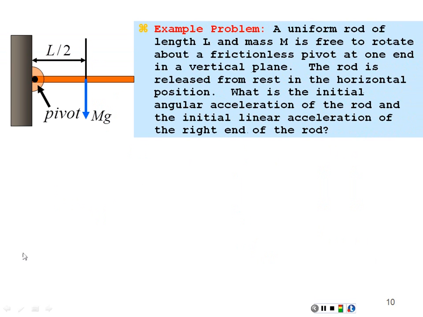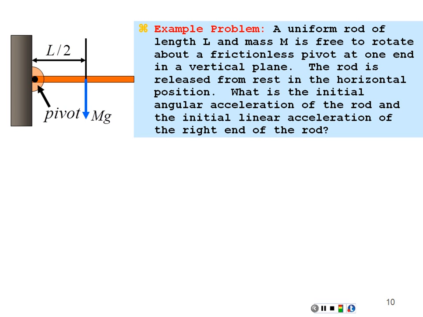Consider a problem. Here's an example problem. A uniform rod of length L and mass M is free to rotate by a frictionless pivot at one end in a vertical plane. The rod is released from rest in its horizontal position and allowed to fall. What is the initial angular acceleration of the rod and the initial linear acceleration of the right end of this rod?